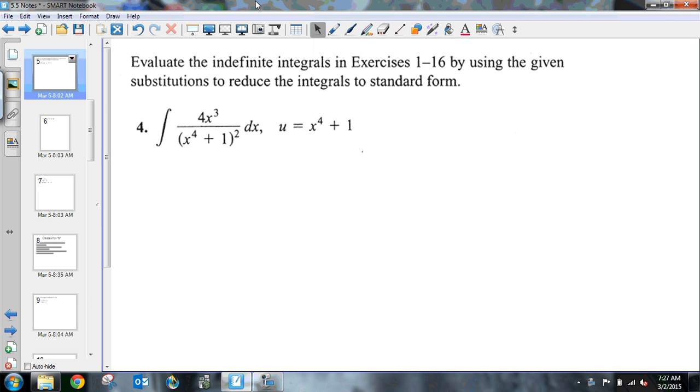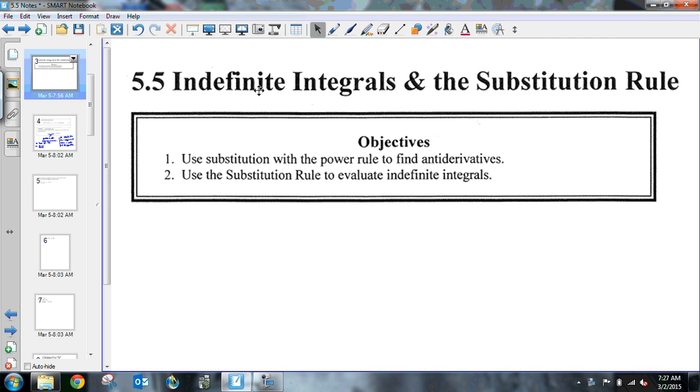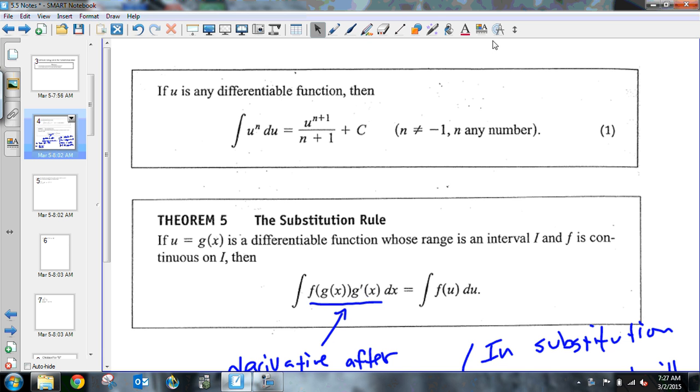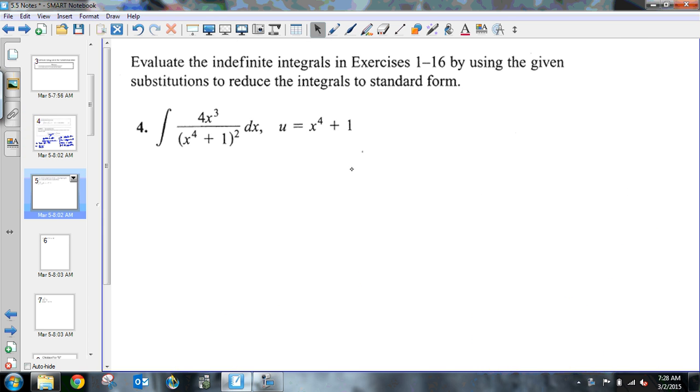Okay, the following is a video about 5.5, and that is substitution, indefinite integrals and the substitution rule. So substitution is basically the opposite of the chain rule. You've kind of got this weird notation here, but this is the same notation that you would get after doing the chain rule by taking the derivative. So I wrote that here. This is the derivative after using the chain rule. So we're kind of doing the opposite of the chain rule.